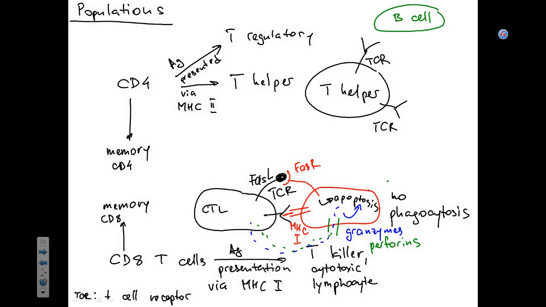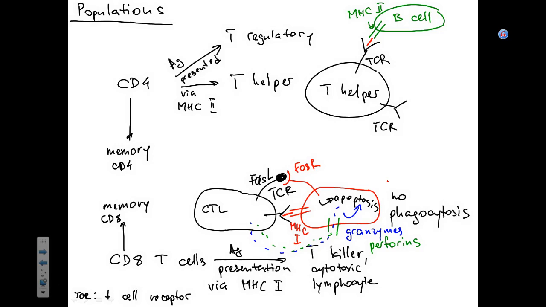So B cell has MHC class 2 on its surface. Is that clear? Good. It presents the antigen. So what is the function of the B cell? Yes, it is a minor function, but what is the major function of B cell? To become plasma cell and produce antibodies.